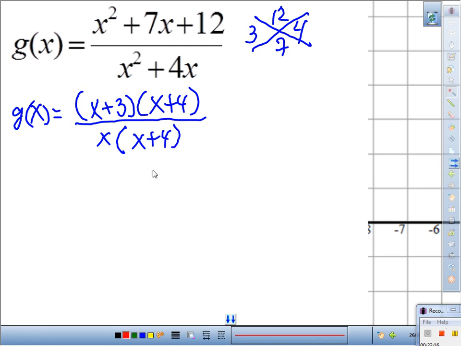Kenzie, next step. Giant 1, x plus 4, and we write x plus 4 equal to 0, minus 4 minus 4. So our x value for the hole is -4.